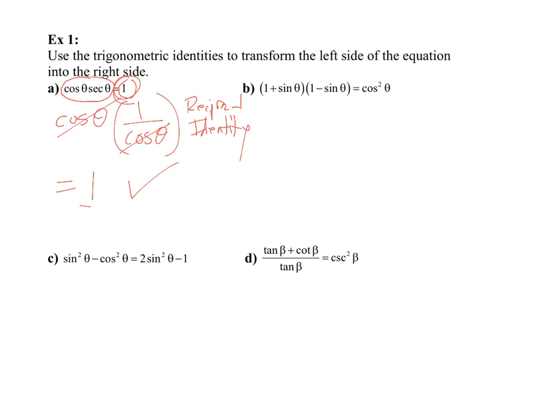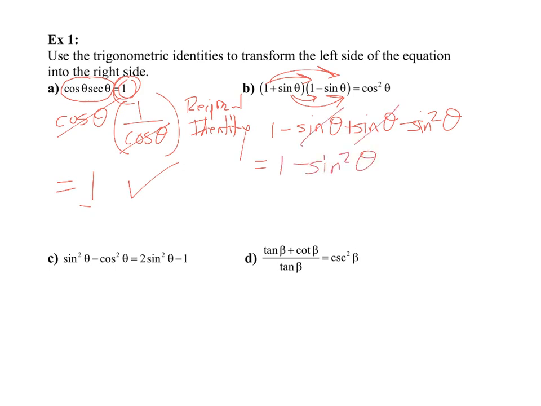For part B, first thing I'm going to do here is distribute. You typically start off with the more complicated looking expression. And I'm going to have 1 minus sine of theta here, plus sine of theta, and then minus sine squared theta. And that's equal to, these cancel out, 1 minus sine squared theta. Alrighty, and what can I do next?